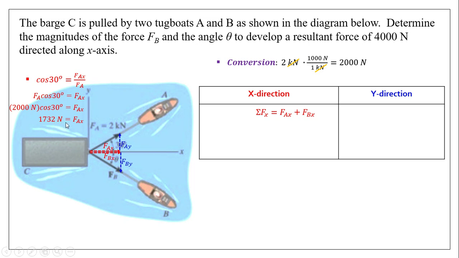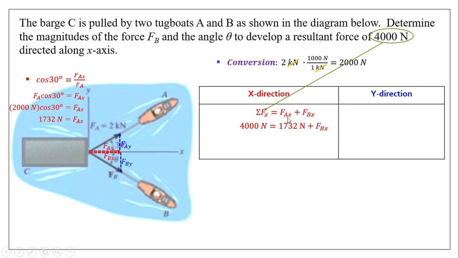Here I'm going to do some rounding because the numbers are pretty big, so I'm just going to keep it in the thousands. FAX I already know is 1,732 newtons. So, back to my chart. It says the net force for the barge is in the X direction, with a magnitude of 4,000. If you read these types of problems and you don't understand what's given to you, you might cause yourself a lot of confusion. It says the resultant force of 4,000 newtons is directed along the x-axis. So I know the net force along the x-axis is just 4,000 newtons.